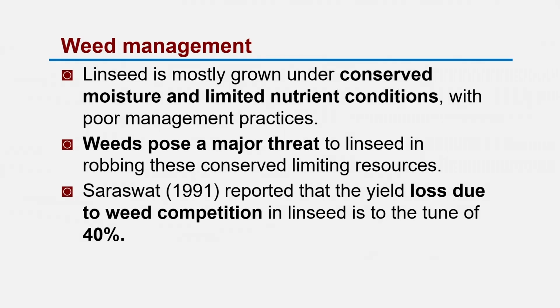Linseed is mostly grown under conserved moisture and limited nutrient conditions with poor management practices. So weeds pose a major threat to linseed in robbing these limited conserved resources. Already we lack the resources and they are shared by the weeds. Therefore, crop growth can be further reduced. Saraswat 1991 reported that the yield loss due to weed competition in linseed is to the tune of 40%. That means if weeds remain uncontrolled, your crop damage can be up to 40%.